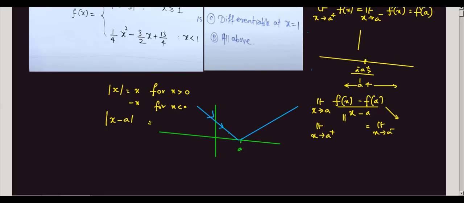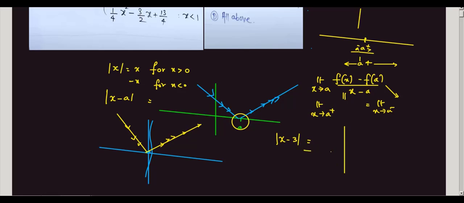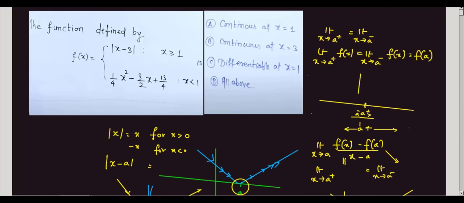So this is the representation of the mod function. At x equal to 0, you have a negative slope on one side and a positive slope on the other side. So this is the mod x function. Before that point you have a negative slope, after that point you have a positive slope. Now suppose mod x minus 3 is given. At x equal to 3, below x less than 3 you have a negative slope, and above x greater than 3 you have a positive slope. So this is the meaning of that.